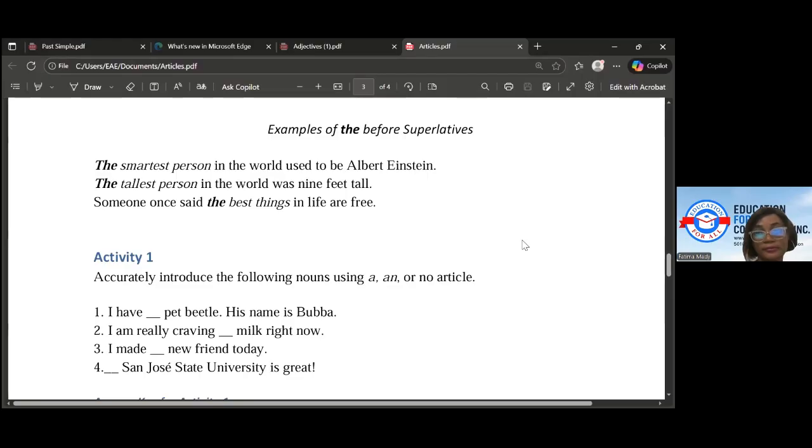So number three, I met a new friend today. And number four, San Jose State University is great. Yes, no article. So it's San Jose, it's not "a San Jose". San Jose State University is great. San Jose is not an English name. So it's true the J is pronounced as H, so it's San Jose State University.